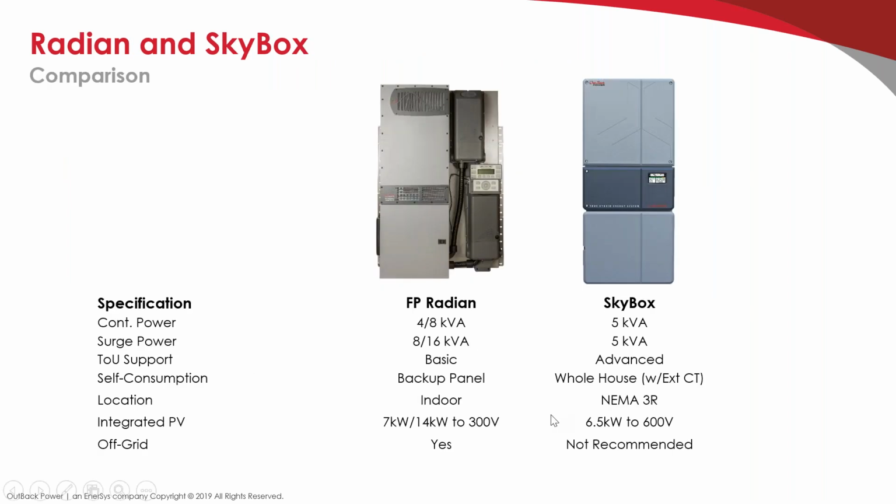Okay, so just comparing the two inverters, the FP Radian, we have a 4 and an 8 kW version. The only difference on the 4 kW is that it's missing a power module inside. Skybox is 5 kVA. Surge power, we have really good surge power with the Radian inverter. It makes a really good off-grid inverter with well pumps and that sort of thing. Skybox does not have any reserve surge power at all, so you'll need to factor in any surge, or you'll need to find a way to deal with the surge like a soft start or a variable frequency drive or something like that.